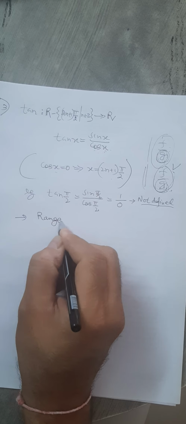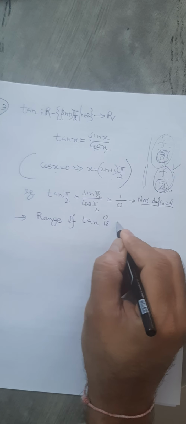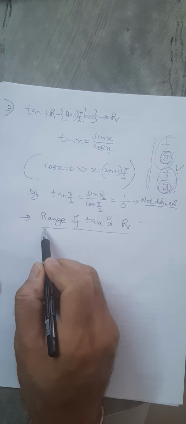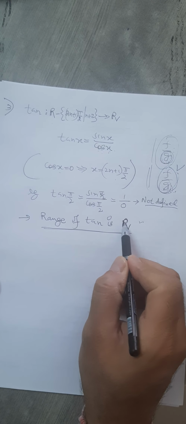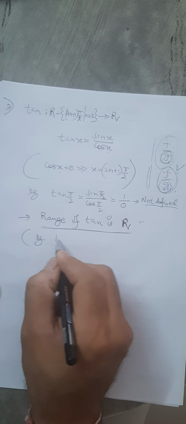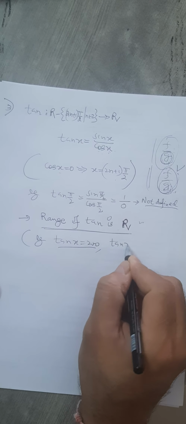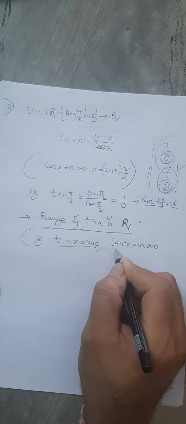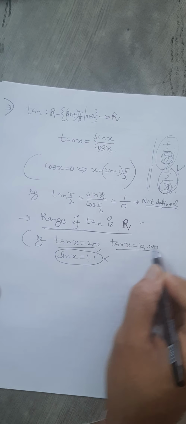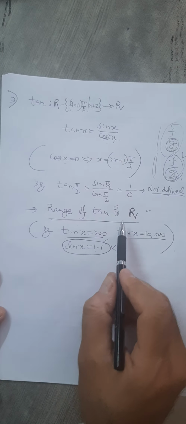Now without proof we write this. Range of tan function is all real numbers. This I'm writing without proof. Just accept it. Range of tan function is all real numbers R. Tan can be 200, remember. For example, tan x equals 200 is possible. Tan x equals 10,000 is possible, remember. But sin x equals 1.1 is not even possible, because the maximum value of sine function is 1, remember. So range of tan is R.